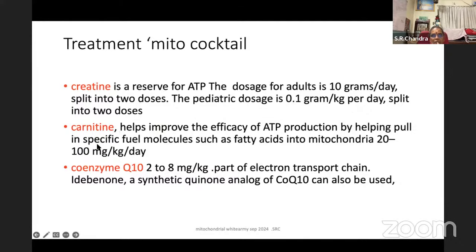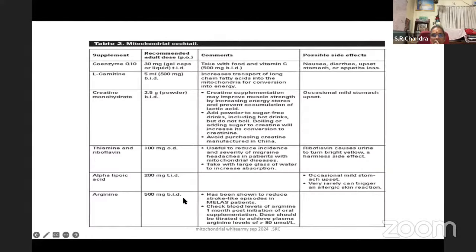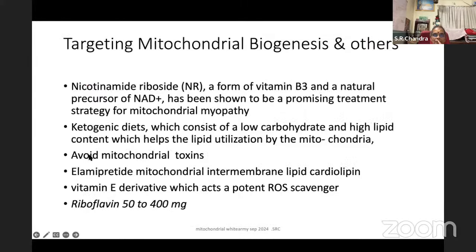Carnitine is available. It helps improve the efficacy of ATP production by helping pull in specific fuel molecules such as fatty acid into the mitochondria. Dose is 20 to 100 milligram per kg per day. Coenzyme Q10, 2 to 8 milligram per kg, is part of the electron transport chain. So you can use coenzyme Q10, L-carnitine, creatine monohydrate, thiamine 100 milligram, alpha lipoic acid 200 milligram, arginine 500 milligram.